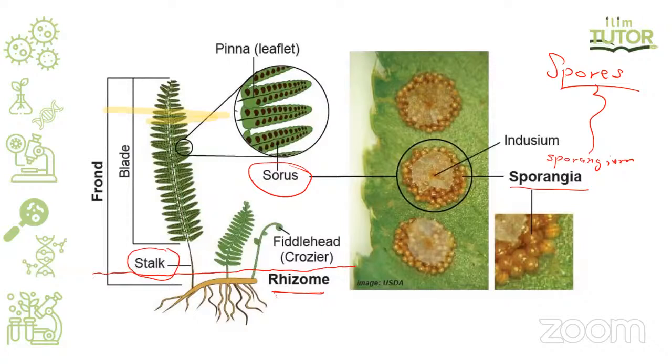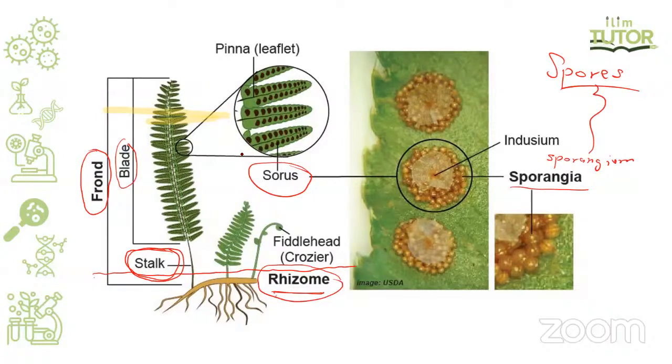Now, for the pteridophyte, like I said, they have an underground stem, and that is why we use the term rhizome. Now, from this stem, you can see what is emanating. There's a structure emanating from this stem, which we refer to as the frond. Now, the frond consists of the blade and the stalk. The blade, as you can see, is like the leafy aspect of the frond.